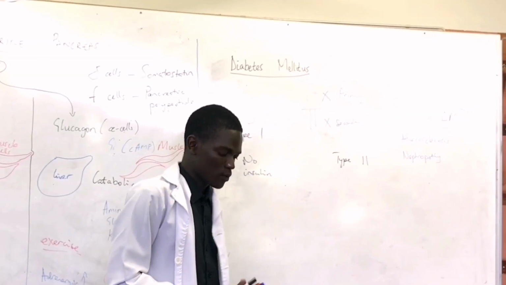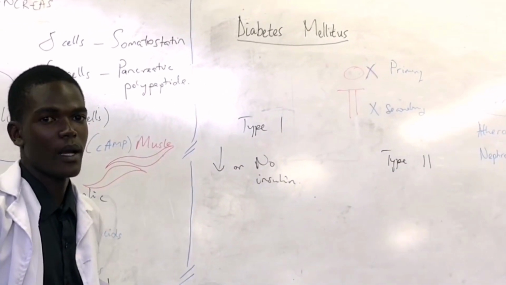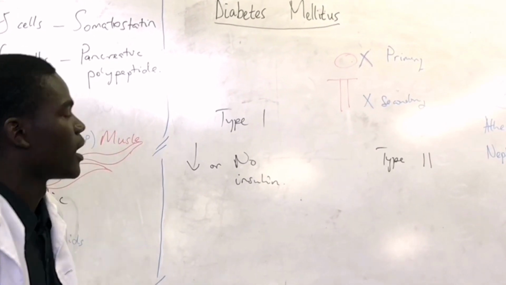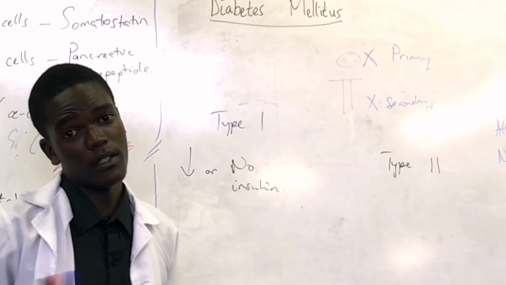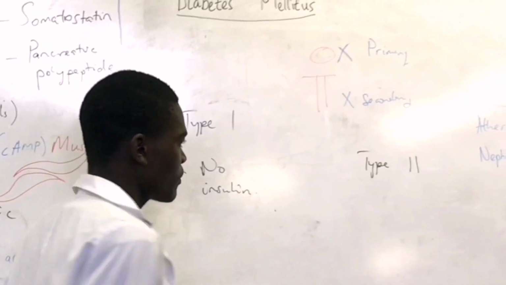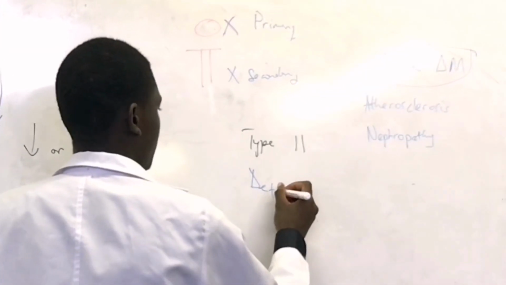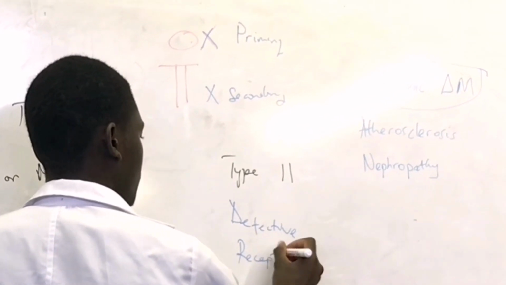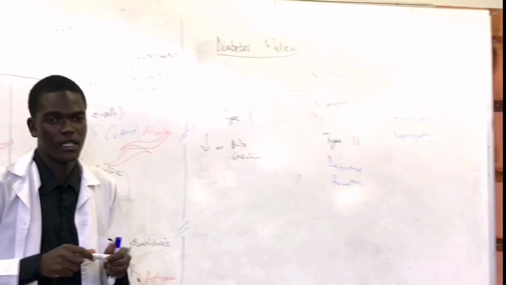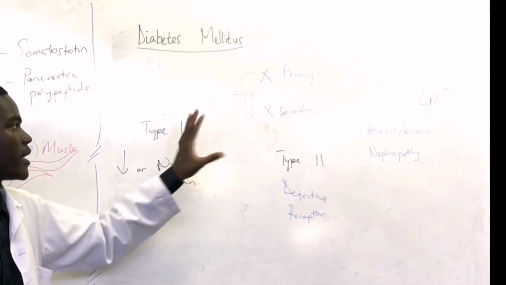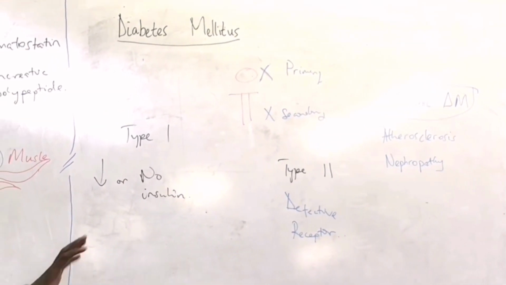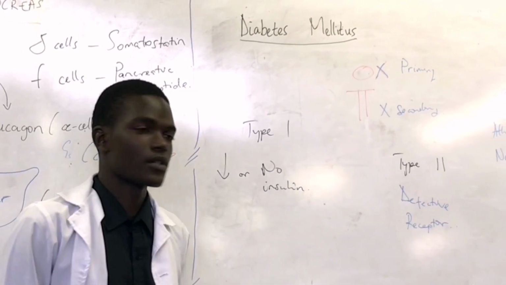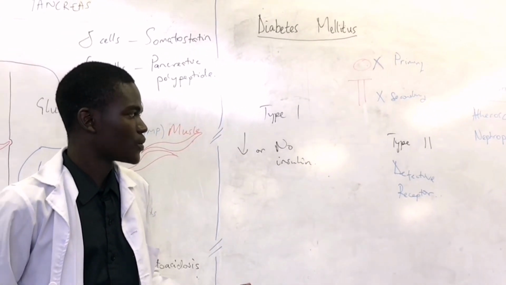Like when we go to type 2 now, type 2, we're saying we have the insulin, but the insulin is not working. But why is the insulin not working? Because the receptor itself is defective. So here we have a defective receptor. So if you have a defective receptor, our ligand is there, insulin is there, maybe produced in large quantities, in sufficient quantities, but then the receptor is not working, so nothing is going to take place there.